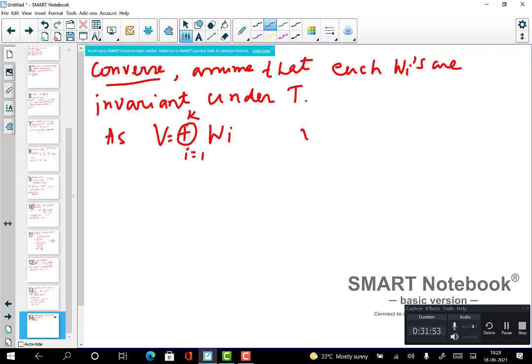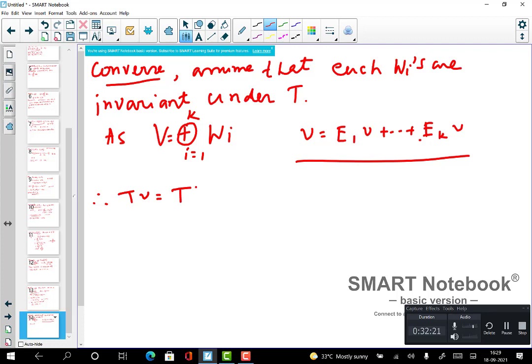Then you can write V as E1 of V plus up to Ek of V, because the identity operator is the direct sum of E1 up to Ek. Hence you can write T of V equal to T of E1 of V plus up to T of Ek of V. Now what is given is that these Wi's are invariant under T. So what does that mean? This is an element of W1, the next is an element of W2, and this is an element of Wk.